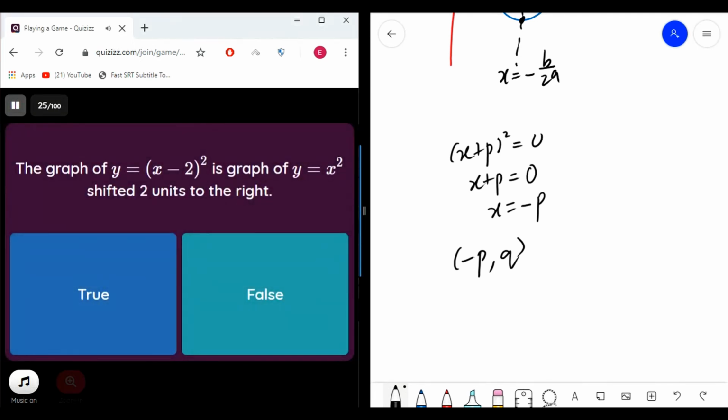Number 35. The graph of y equals to (x minus 2) squared is graph of y equals to x squared shifted 2 units to the right. Okay, for this question actually you don't have to plot it out.